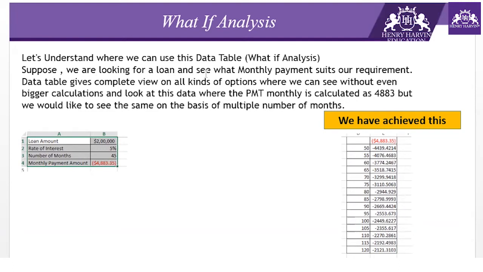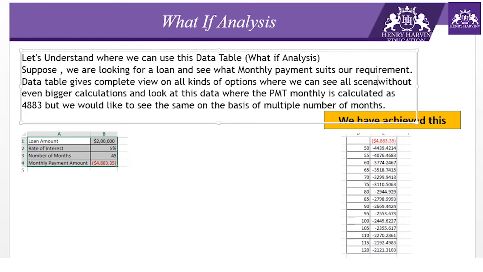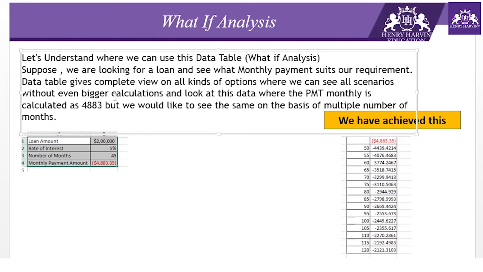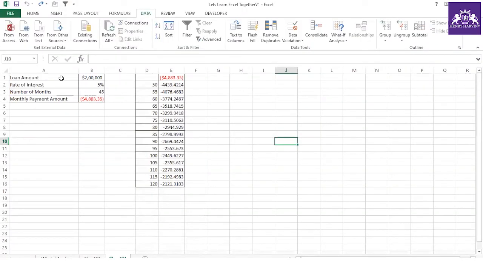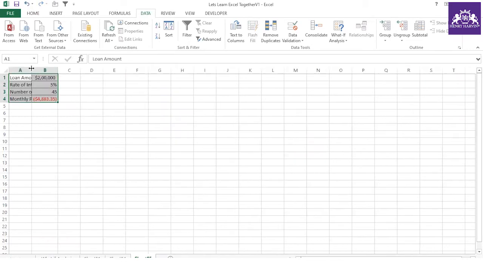We are looking for a loan, to see what monthly payment suits our requirement. The data table gives a complete view of all kinds of options, so this way we can see all scenarios without doing bigger calculations. And look at this data where the PMT monthly is calculated, and we would like to see the same on the basis of multiple numbers of months, guys. So let me go back to my Excel file and show you an example. Let me copy this data somewhere else and show you that example which can help you understand better, guys.